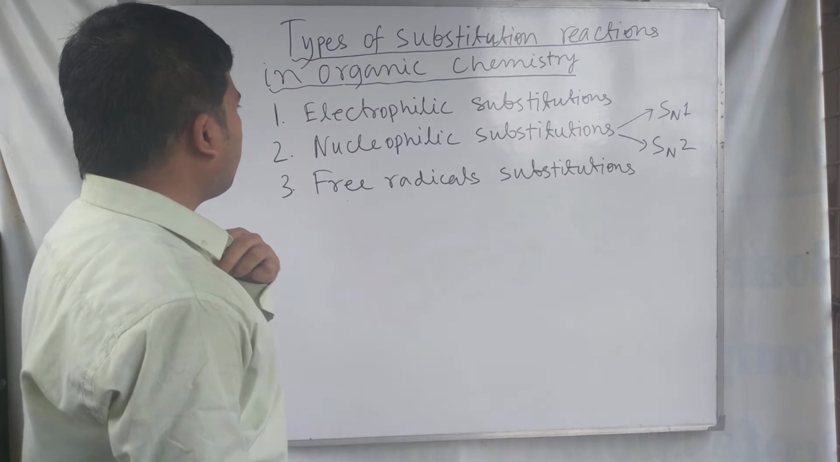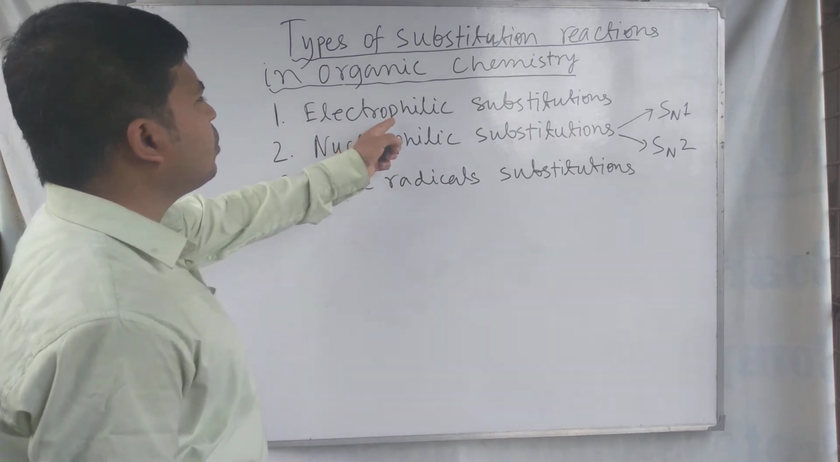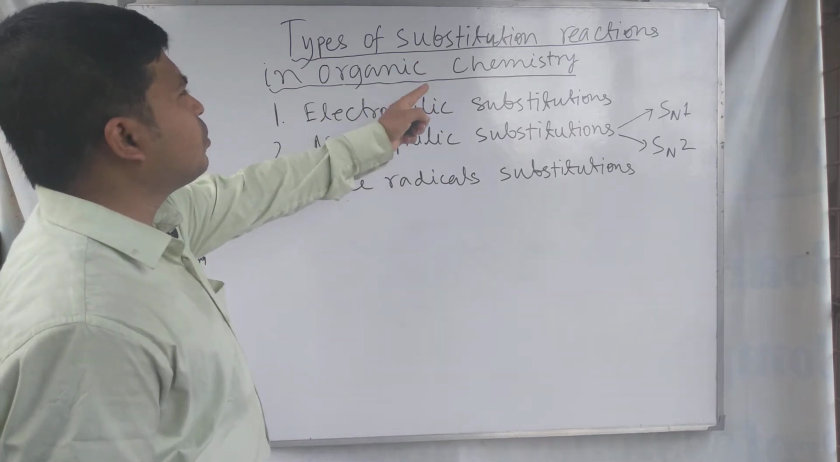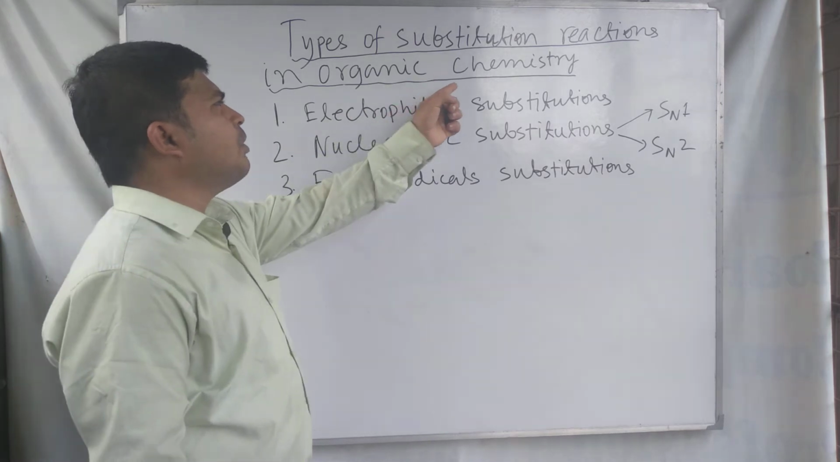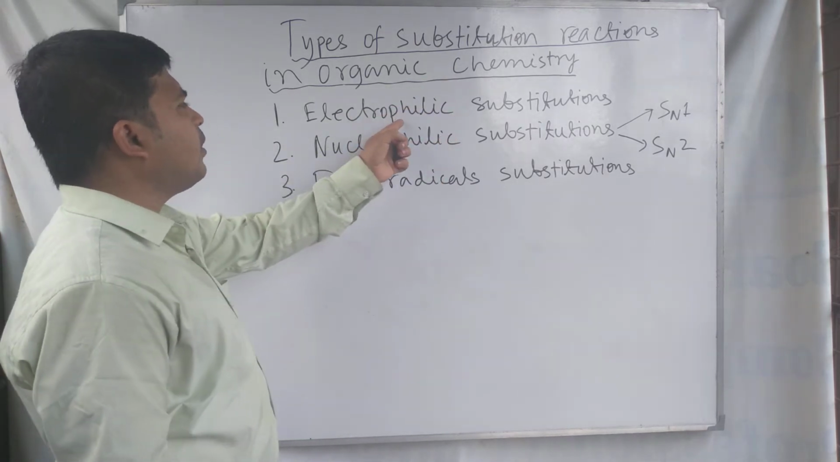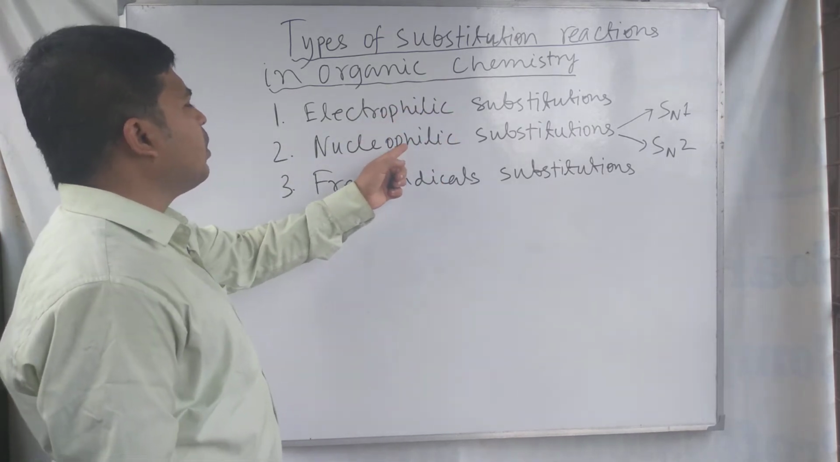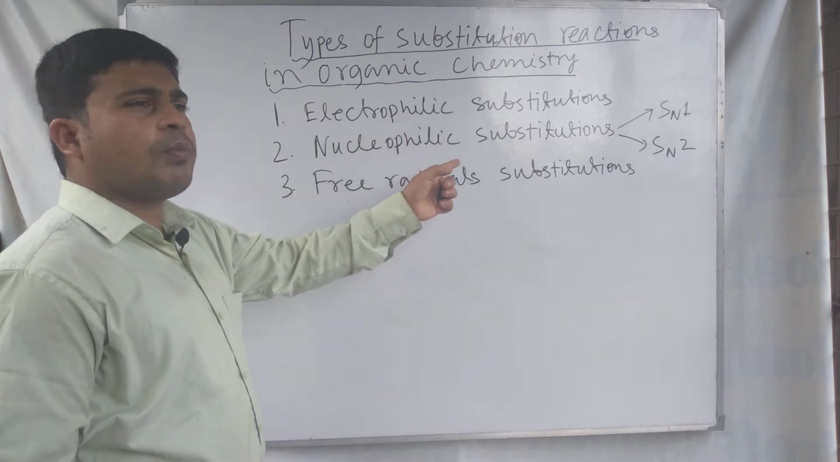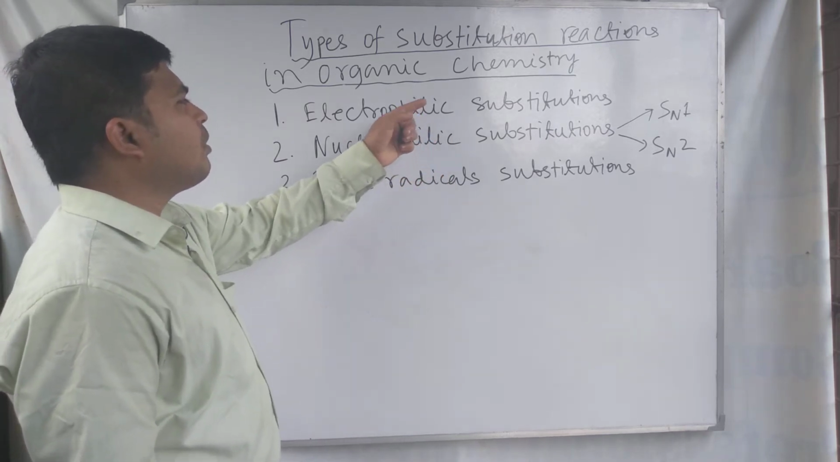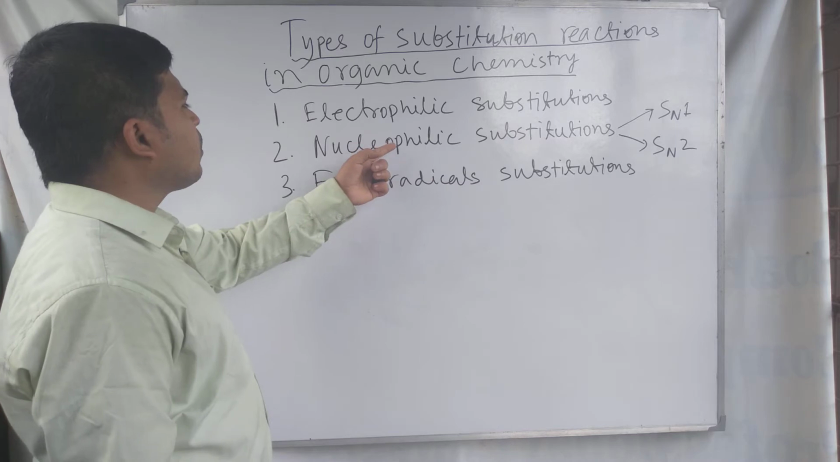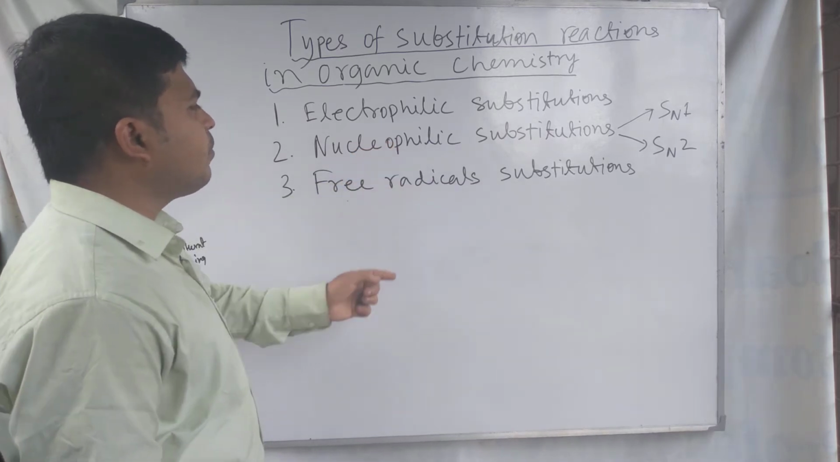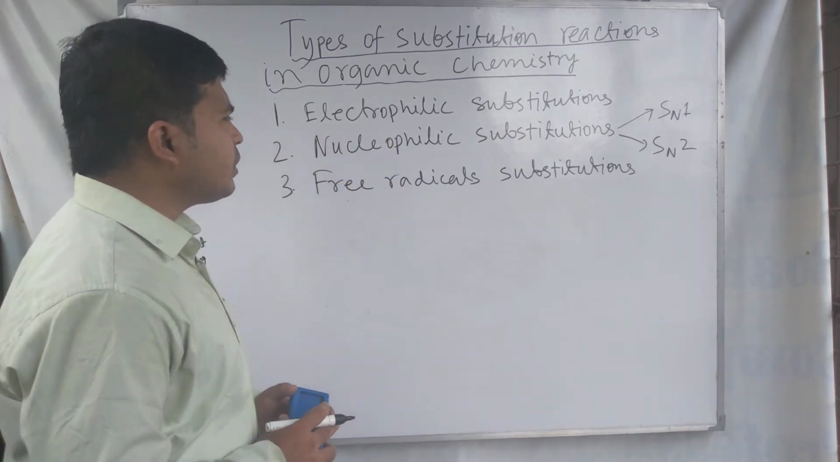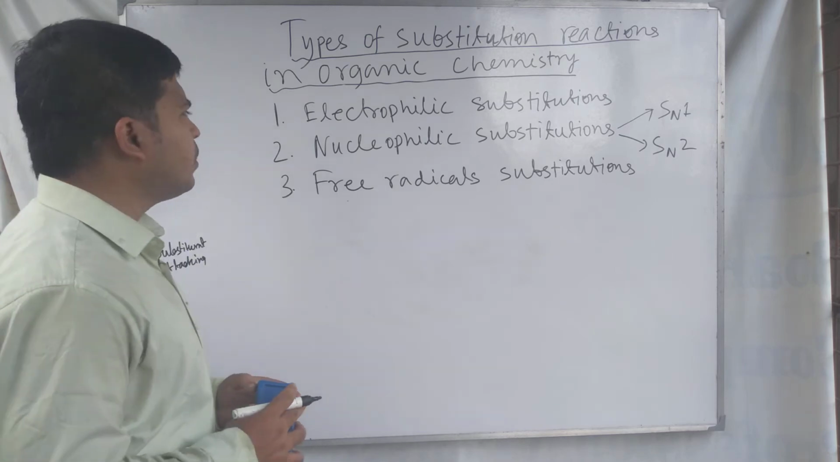So organic chemistry substitution reactions are divided into three classes: electrophilic substitution, because an electrophile is substituted in electrophilic substitution, nucleophilic substitution and free radical substitution. We discuss these three substitutions in detail.